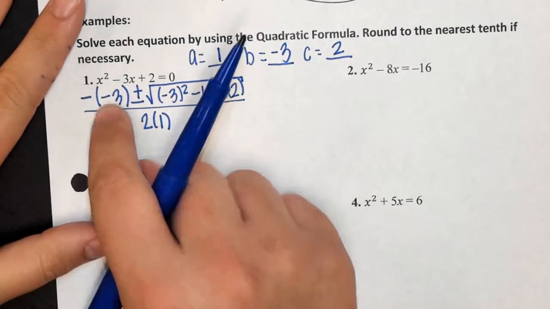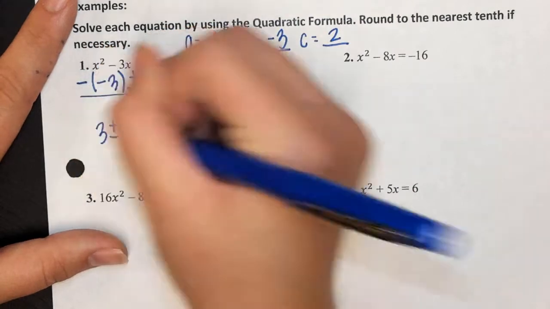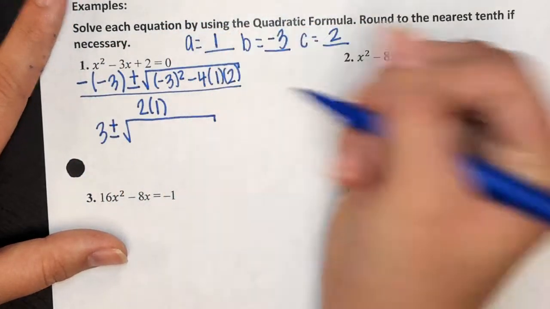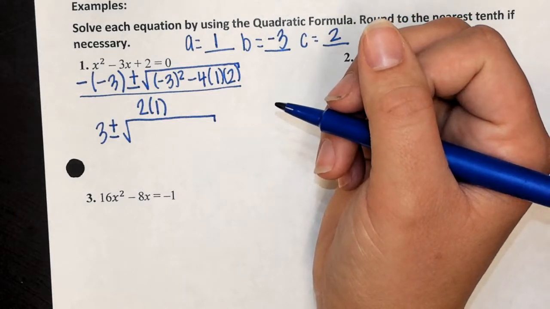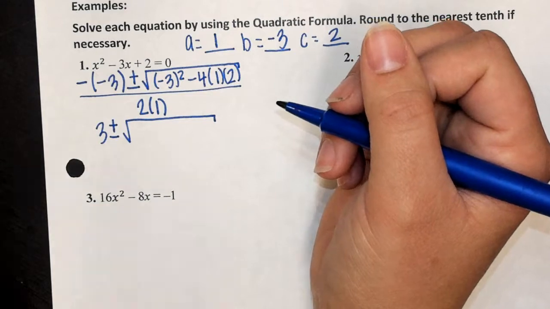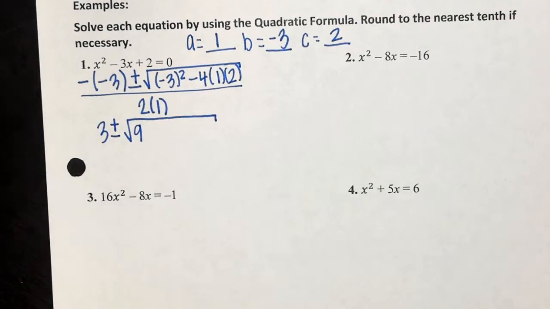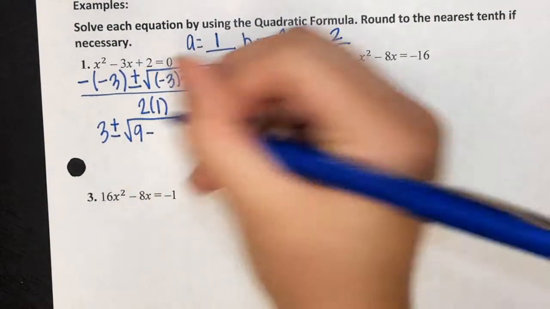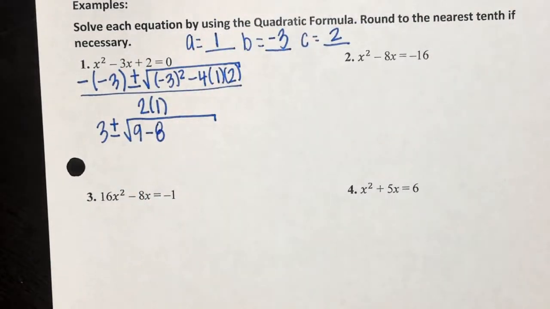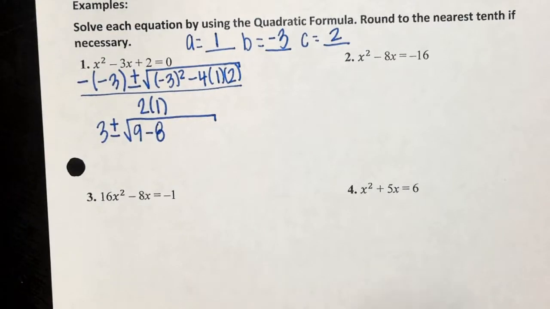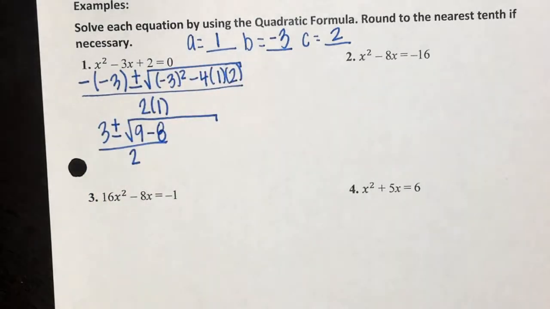So, what is negative times a negative? So we have 3 plus or minus the square root. What's negative 3 times negative 3? Positive 9. Negative 3 squared, negative 3 times negative 3, is positive 9. Minus, what's 4 times 1 times 2? That's 8, if you include the negative 4. 8, all over 2 times 1, which is 2.